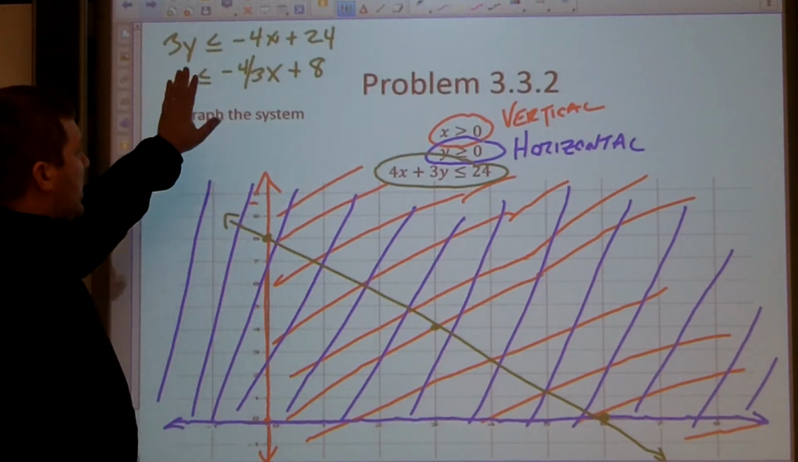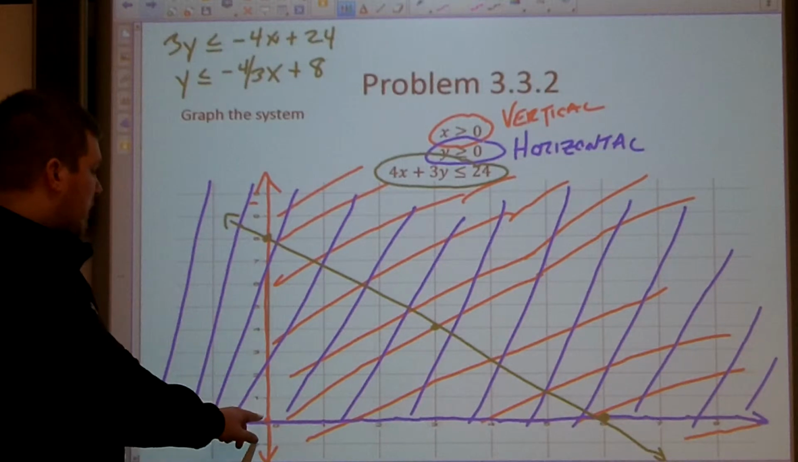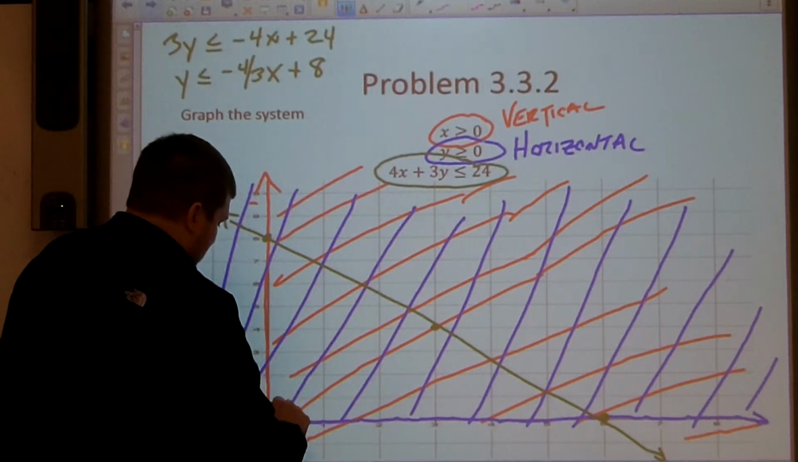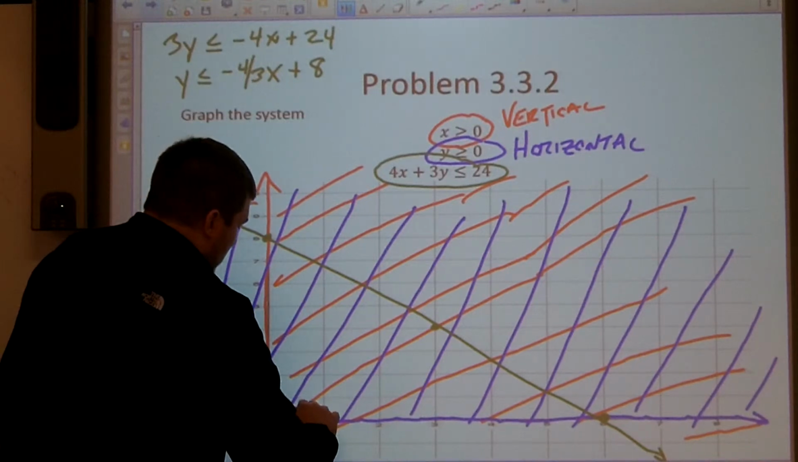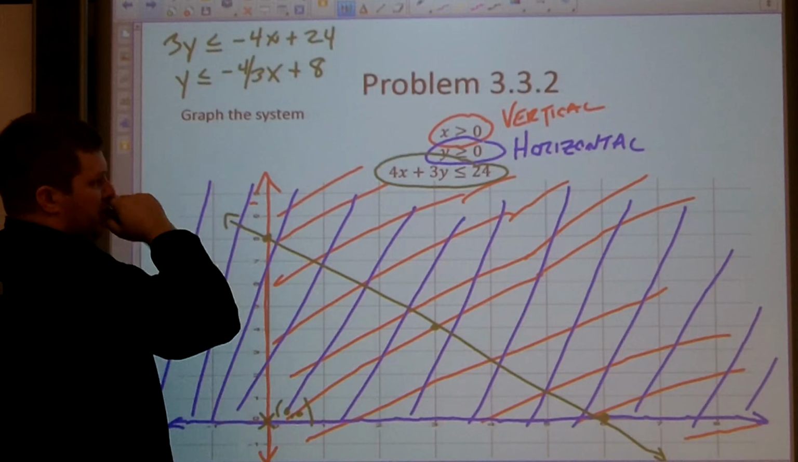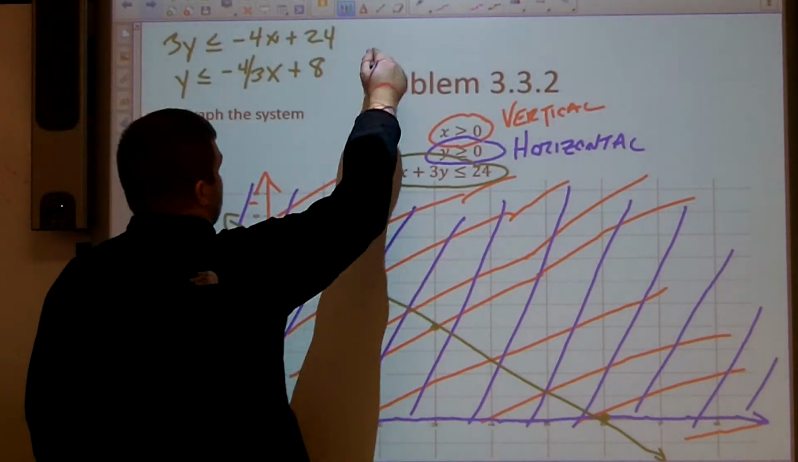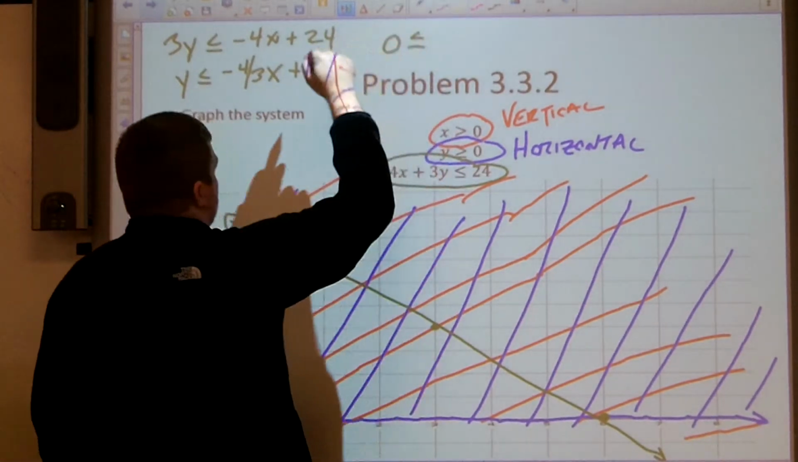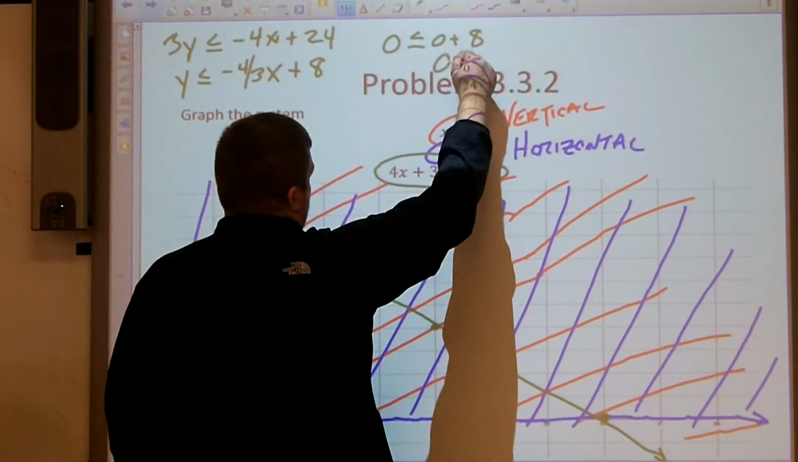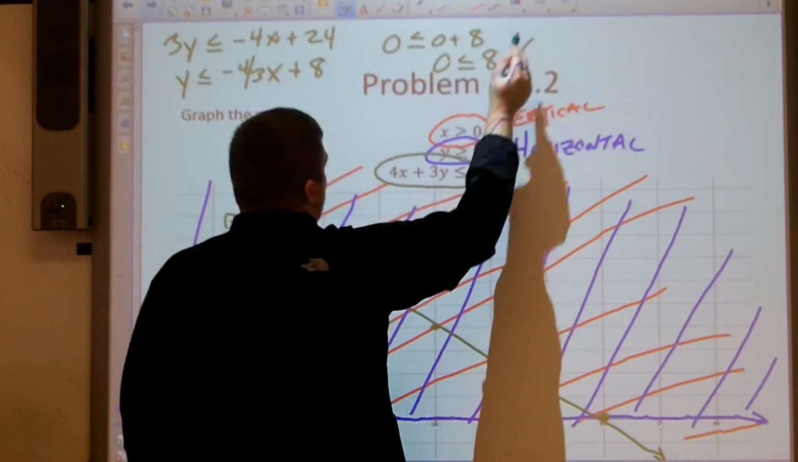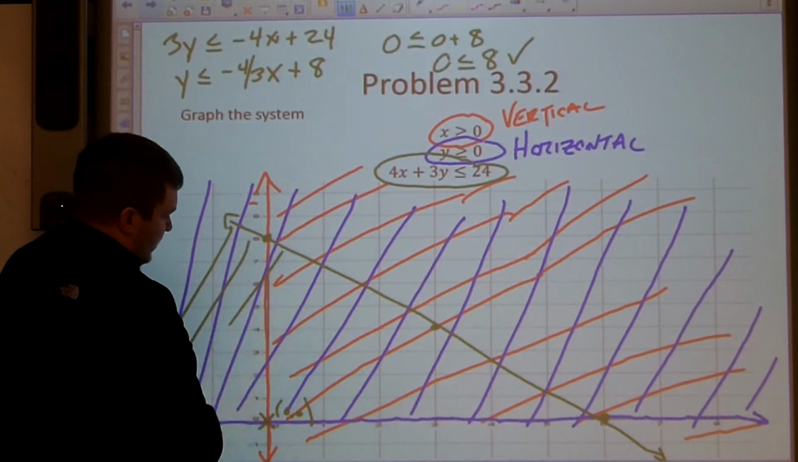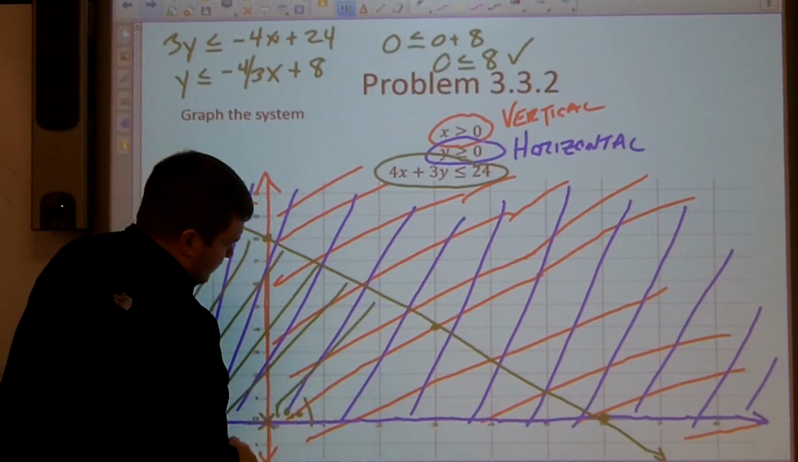Now, y is less than that, so we want to test the point. Well, obviously 0, 0 does not lie on our boundary line, so I can test it. 0, 0. So everywhere I see an x, I want to put in a 0, and everywhere I see a y, I want to put in a 0. So let's test that point. So I have 0 is less than or equal to 0 plus 8, or 0 is less than or equal to 8, which is true. So I know I shade on this side of the boundary line for my green.